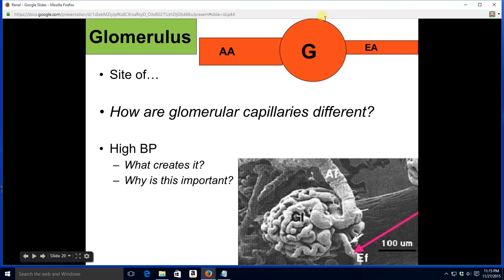And what this does is it builds up a high blood pressure in the glomerulus. All right, so this differential in size creates high blood pressure here. Maybe it's about 60 millimeters of mercury as opposed to about 25 in a normal capillary. This is important because that high blood pressure drives the process of filtration.